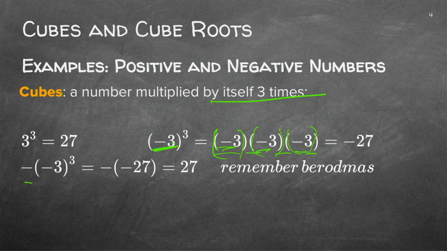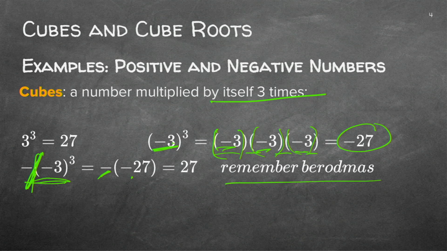But look at this one. Again, we have the minus 3 inside. So we're going to times minus 3 with itself 3 times. But outside, separately you can almost say, is the minus. So that minus must go to the next step. You know (minus 3) cubed is minus 27. There it is. Now you're going to times the 2 minuses with each other, which gives you 27.